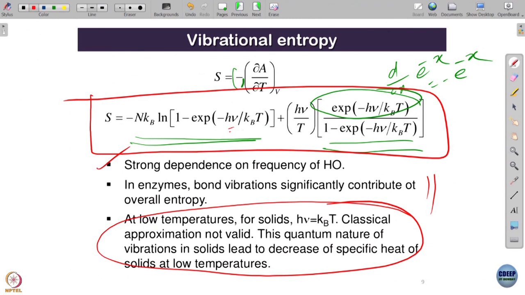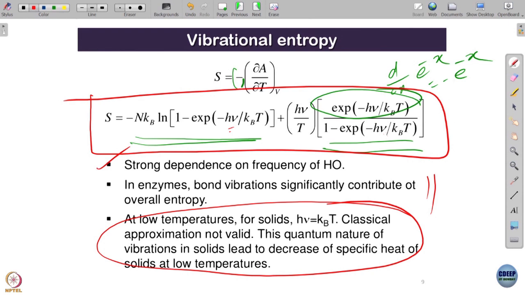When nu is large, then we can easily see, with temperature kept fixed, that e to the power minus h nu by kBT goes to 0, and I have ln 1, and ln 1 goes to 0. So I go to nu very large. This quantity would go to 0, and I have only 1 compared to 1. This is small, h nu by kBT is large.